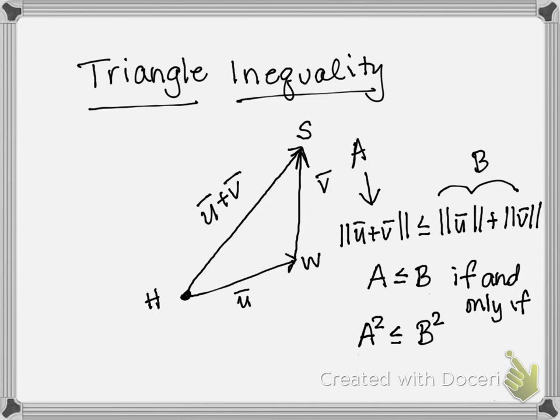Okay, so next page. I'm going to start off by taking the left-hand side of the inequality and squaring it. So the norm of u plus v squared. Well, as we said, the norm squared is just the dot product of the vector with itself, right? We said that a few minutes ago. So that would be the dot product of the vector u plus v with itself.